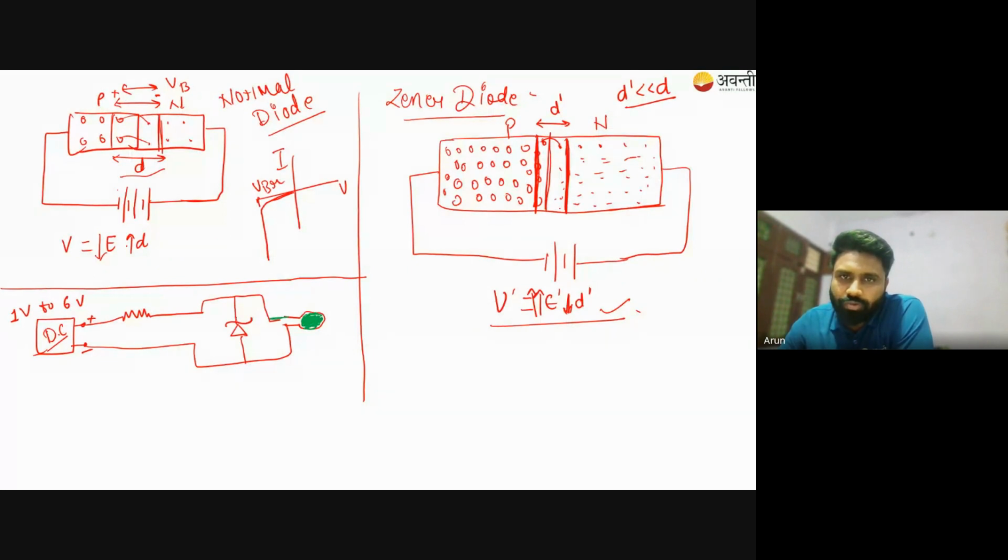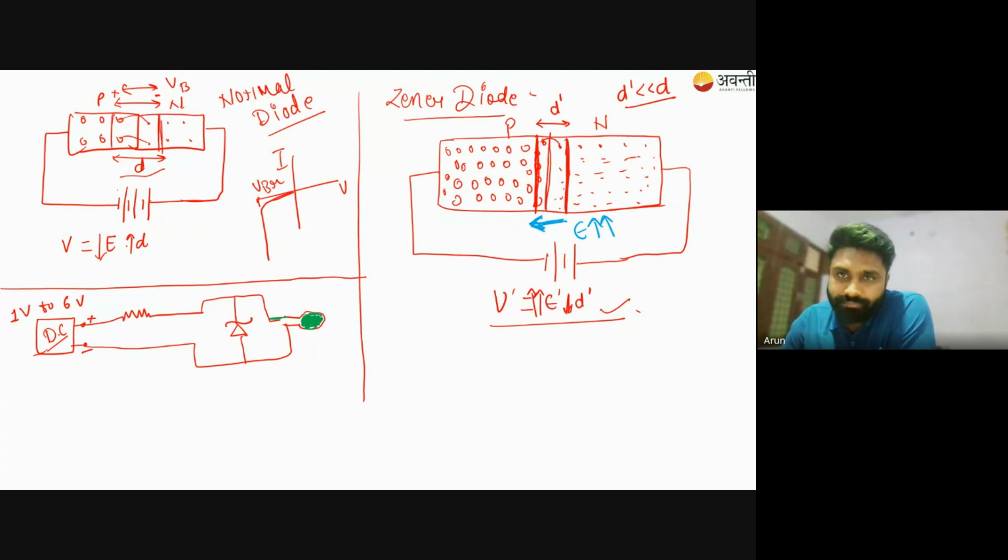But if you talk about the Zener diode here, okay, it is very highly doped. So due to this high doping, we have a smaller width in comparison to the normal diode. The depletion width is less here. Okay, and because the depletion width is less, the electric field developed here in the depletion width is too high. This E is too high.